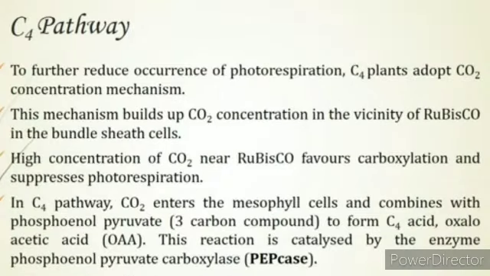To further reduce occurrence of photorespiration, C4 plants adopt a carbon dioxide concentration mechanism. This mechanism builds up carbon dioxide concentration in the vicinity of Rubisco in the bundle sheath cells. Higher concentration of carbon dioxide near Rubisco favors carboxylation and suppresses photorespiration. In the C4 pathway, carbon dioxide enters the mesophyll cells and combines with phosphoenol pyruvate, a 3-carbon compound, to form a C4 acid, oxaloacetic acid. This reaction is catalyzed by the enzyme phosphoenol pyruvate carboxylase.